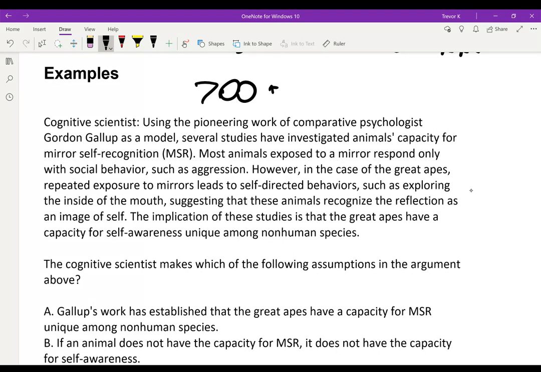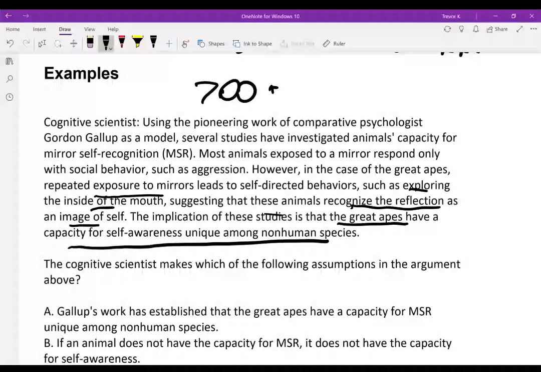Okay, cool. So our conclusion is here, right? It's the implication. The great apes have a capacity for self-awareness unique among non-human species. That's the implication. All right, and what's the reasoning? Well, because when they get the repeated exposure to mirrors, such as exploring the inside of the mouth, they recognize the reflection as an image of self. So they see the mirrors, they explore the inside of their mouth, and they recognize the reflection as an image of self. So the implication is that they have a capacity for self-awareness unique among non-human species.